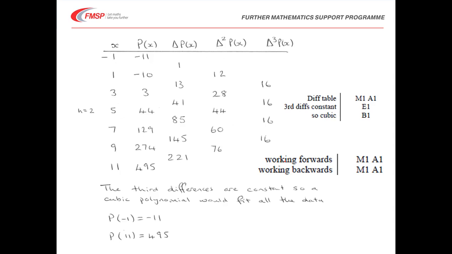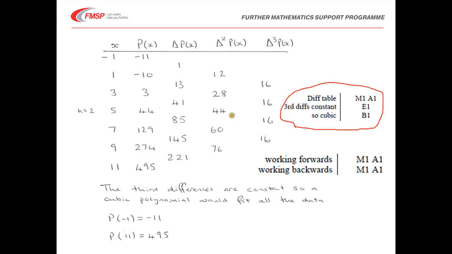Okay, so let's look at the marking for that. The first time through, the first set of marking up here. And for our difference table, we get one method mark and one answer mark. For the third difference being constant as a statement, we get an exclamation mark. The fact that we then conclude that it's cubic gives us another mark for that. Okay. Then for the next stage, for working out negative 1 and 11, we work forwards.